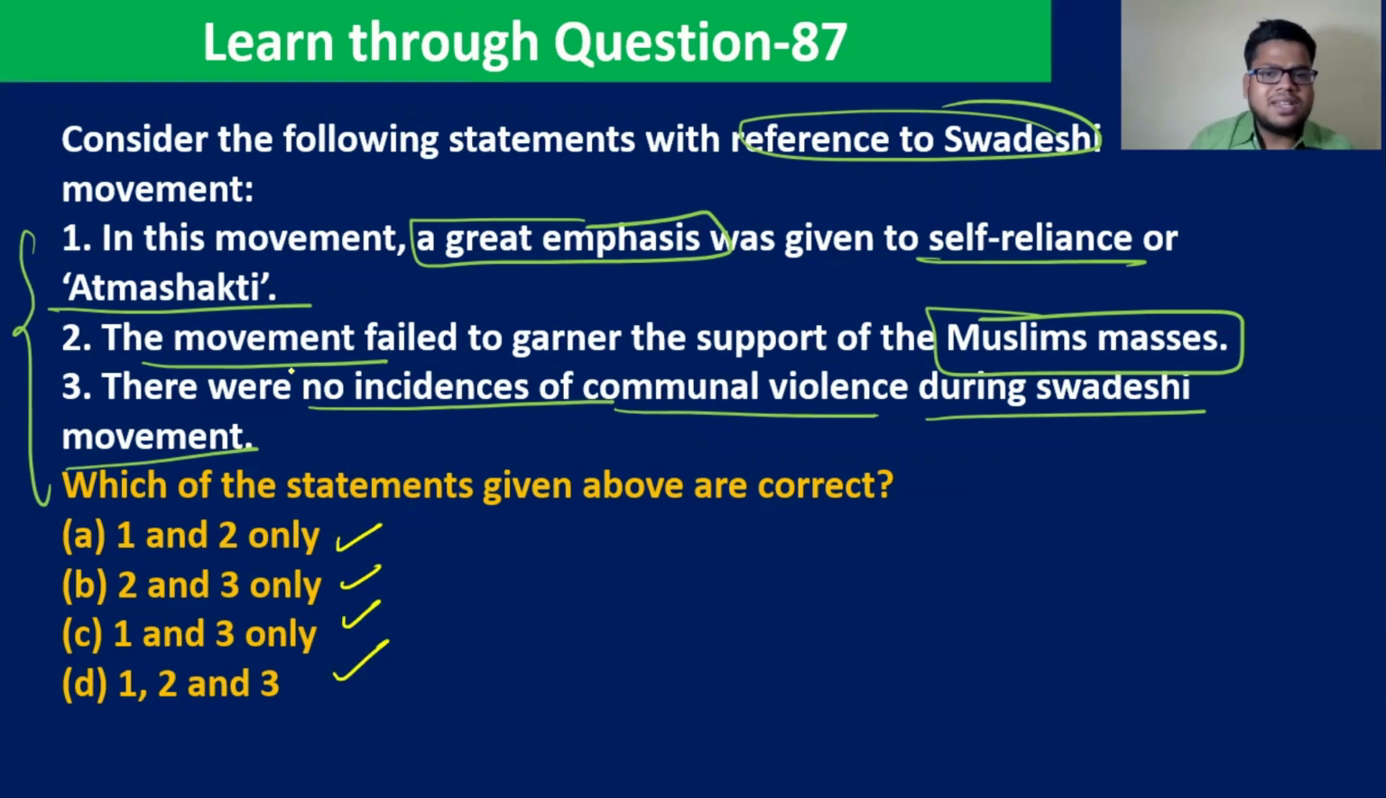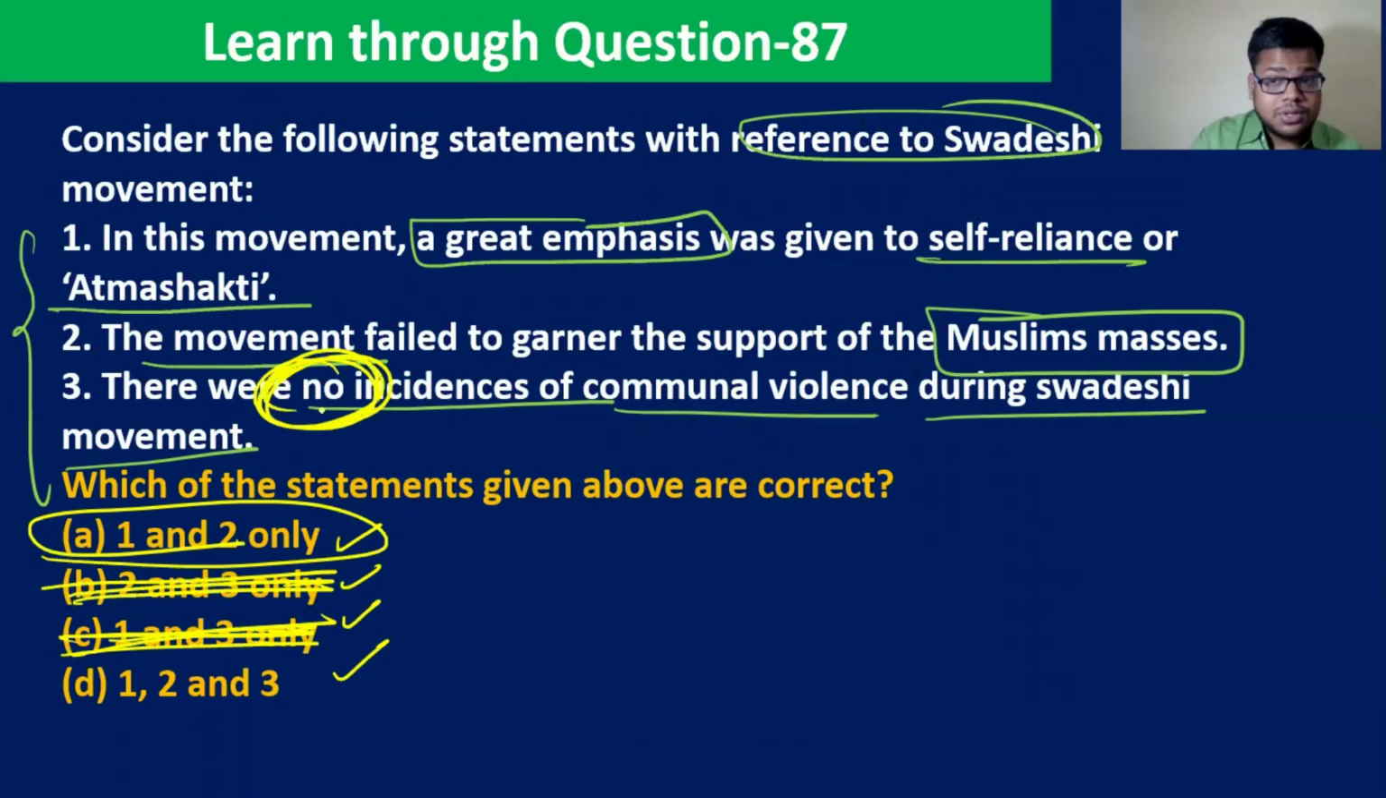So obviously the first statement is right. Reliance was given to self-reliance and Atma Shakti. So the first statement is right. Second, the movement failed to garner support of the Muslim masses. Yes, we have seen that. The second statement is also right. Then, there were no incidents of communal violence. No. How can you say no incidents? And first of all, it's an absolute statement.